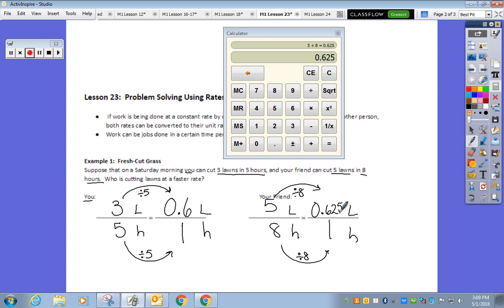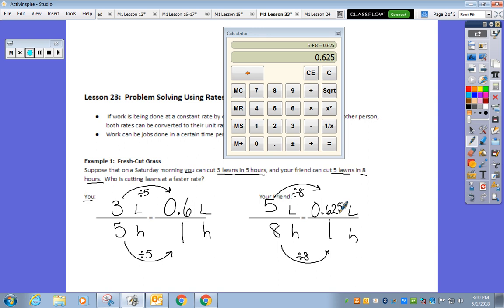So now I have to look at the units to decide if I want the larger of the two numbers or the smaller of the two numbers. And there are going to be times when you want a larger number to be faster. There are going to be times where you want a smaller number to be faster. It all depends on your units. So if I wanted to cut lawns at a faster rate, I have to think to myself, would I want more lawns in 1 hour to be faster or fewer lawns in 1 hour to be faster? And in this case, I'm going to want more lawns to be faster. I would want to be able to mow much more to be considered a faster cutter.